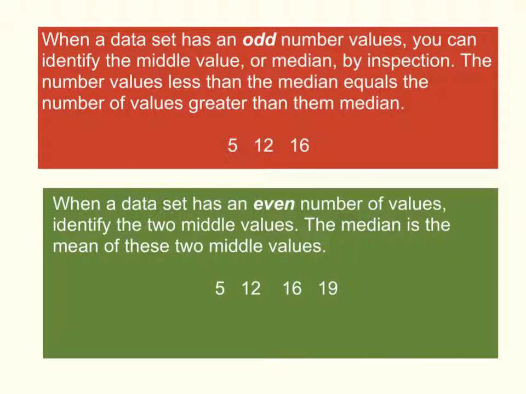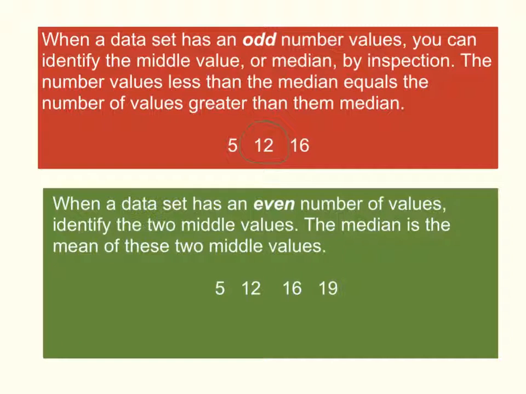Let's recap what we learned about median. When a data set has an odd number of values, you can identify the middle value, or the median, by inspection. The number of values less than the median equals the number of values greater than the median. So here, since we had 3, we can see that 12 is in the middle, and there's 1 on the lower side and 1 on the greater side.